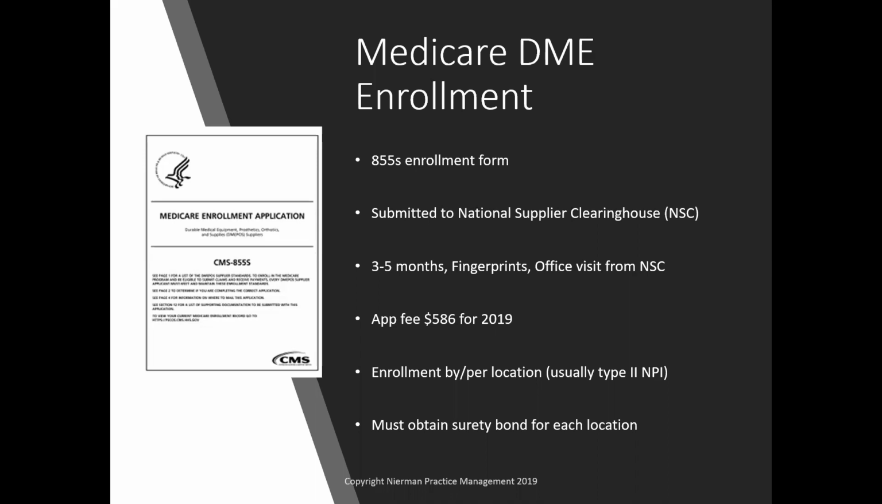You're typically going to need a type 2, which is the organizational, or what some people call the group NPI, to become a Medicare DME supplier. But it's per location. So if you have 2 locations where you'll be billing for sleep appliances to Medicare, you'll have to enroll each location. Oh, and something that just came up recently, the last few months, is now Medicare is requiring a surety bond for each location. So that's something kind of new.